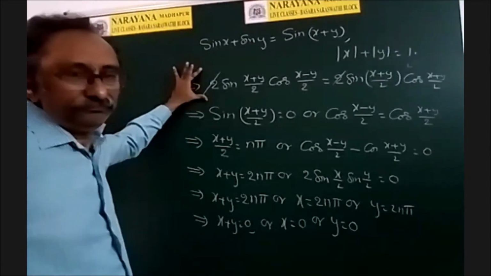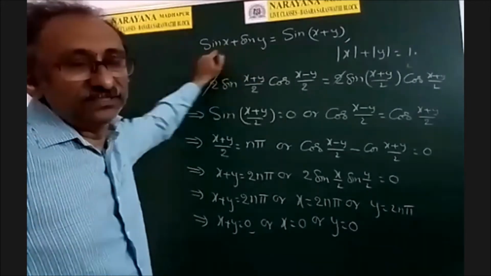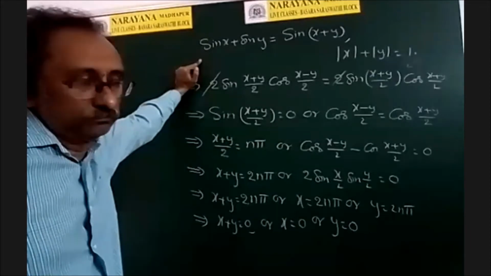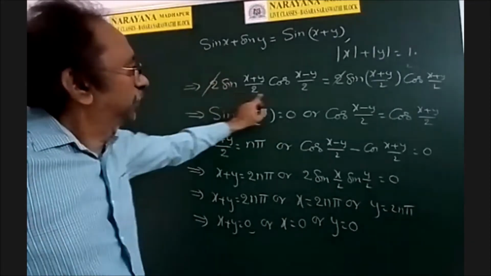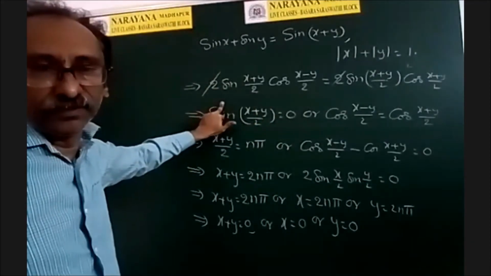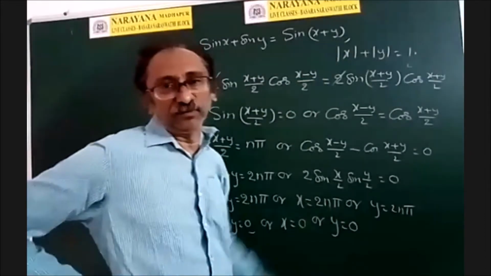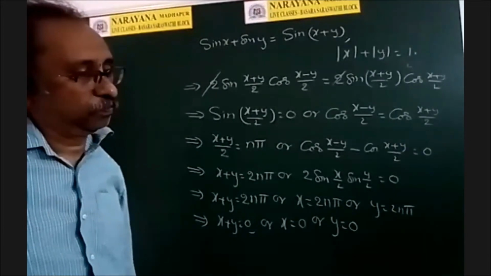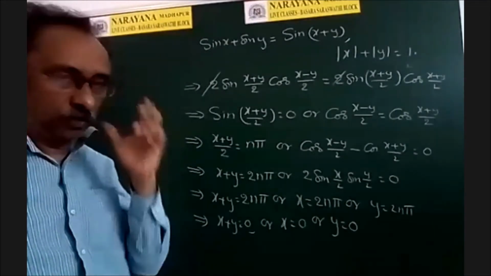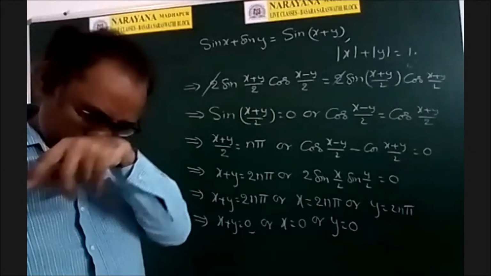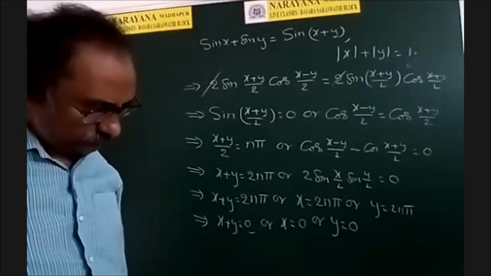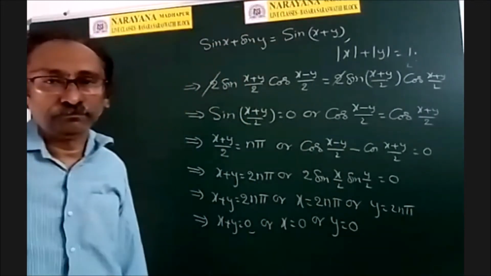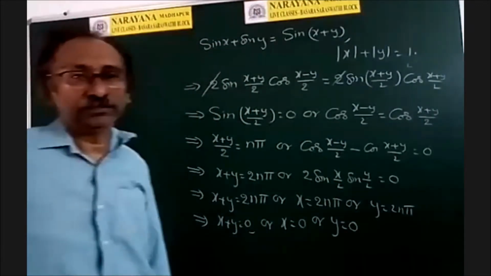This one. Yes, sir. Now you tell me, the sin C plus sin D formula. 2 sin((C plus D)/2) cos((C minus D)/2). That only I have written. Okay, sir. Now what is the sin 2 theta formula? What is sin 2 theta, Harshit? Sin 2 theta is 2 sin theta cos theta. So that only I have written here. Okay, sir. Right.